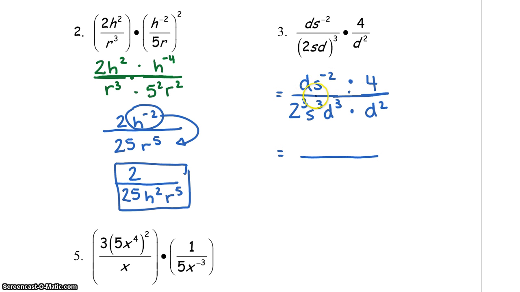So on top, I just see the number 4. Then I see d. Then I see s to the negative 2 power, which I'm going to have to move down.